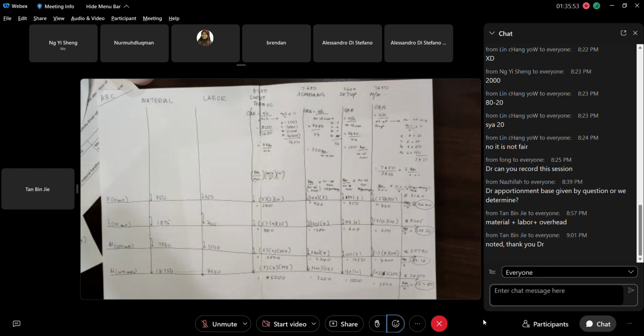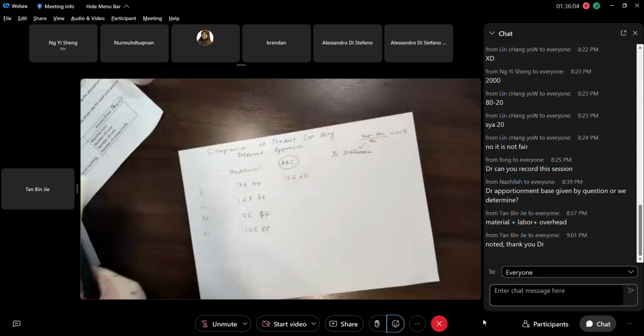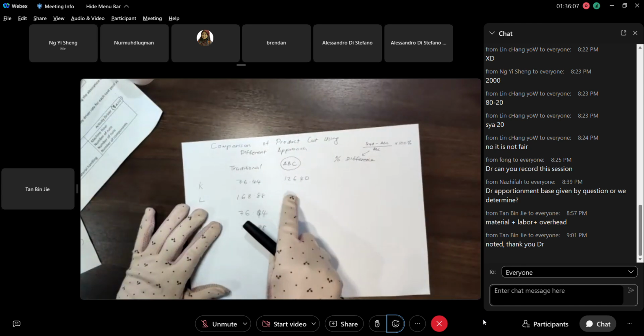Okay, siap. Okay dah. Sekarang ni you need to compare. Okay, I have put the numbers here. Saya dah pindahkan. Transfer the numbers here. Okay, what is the L here?